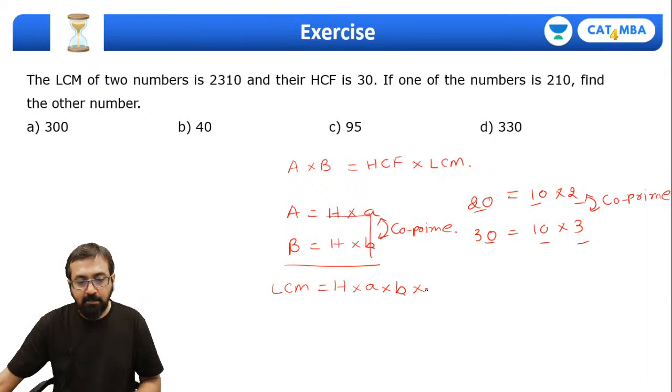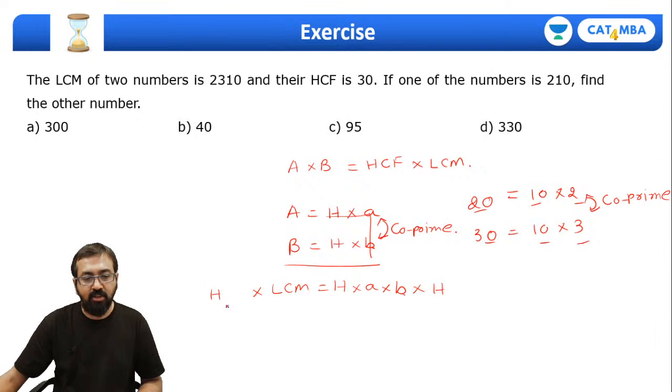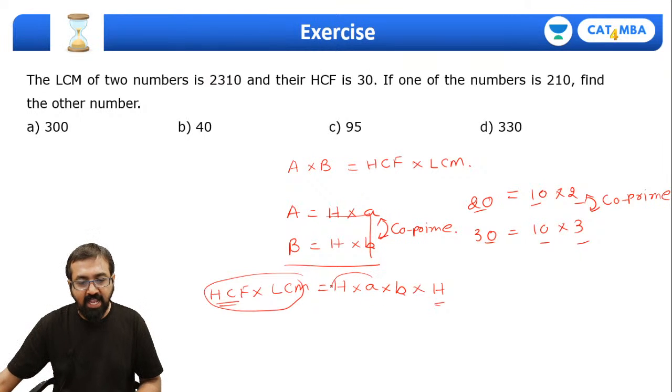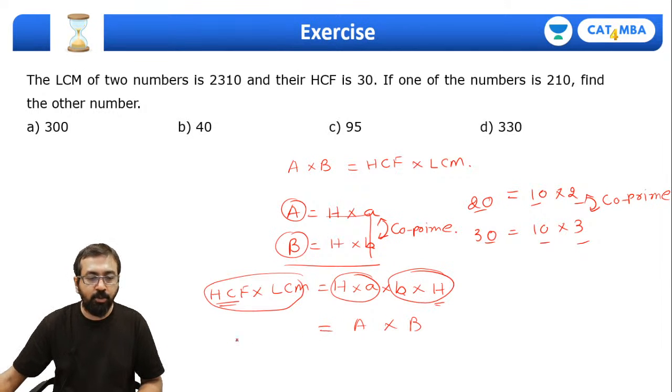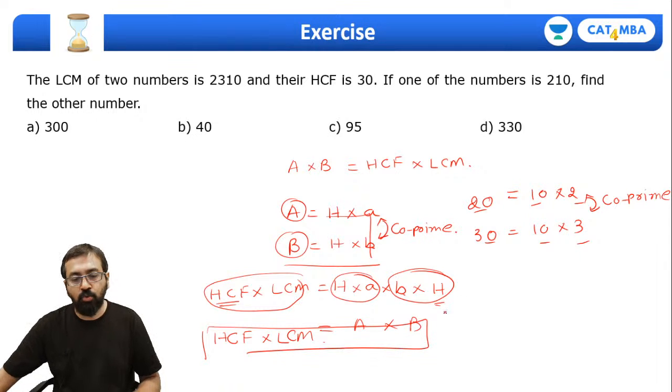Fine. Now let me multiply both sides by H. H stands for HCF. I'm multiplying both sides by H, that is HCF. So the left hand side is HCF into LCM. Now this H into A is nothing but A, and H into B is nothing but B. So that's how we got this result: the product of two numbers is equal to the product of their HCF into LCM. Hence proved.